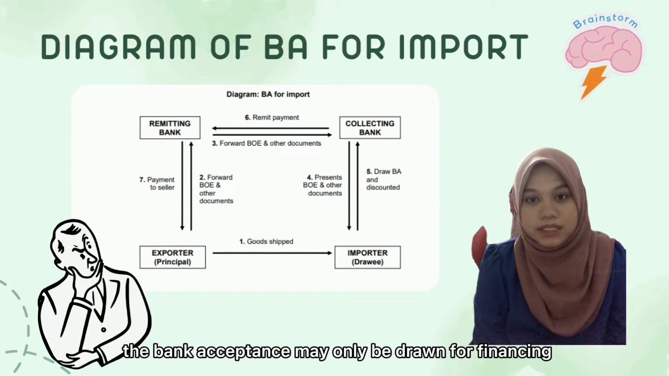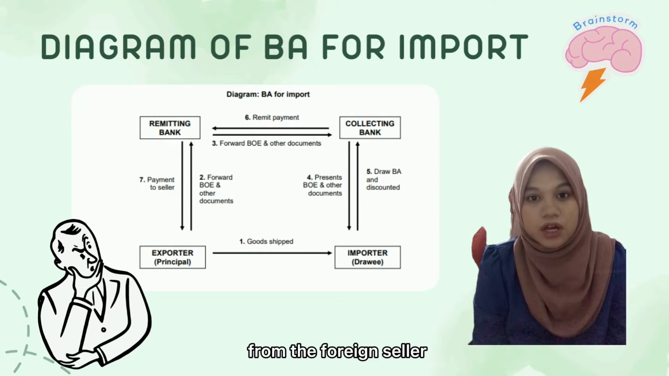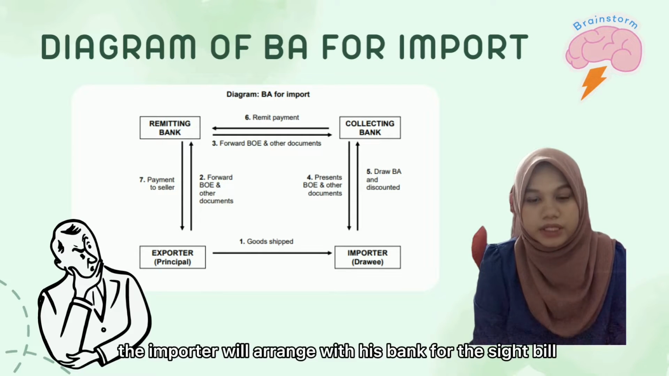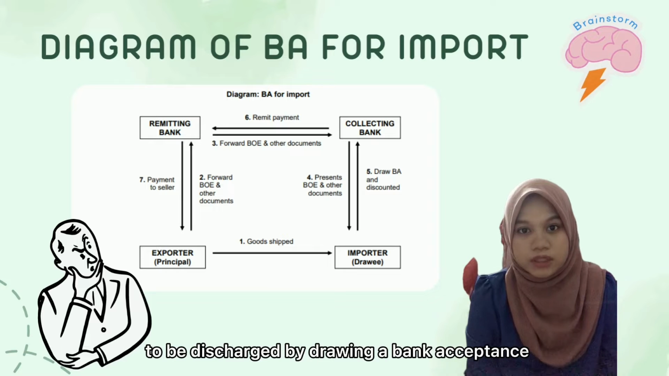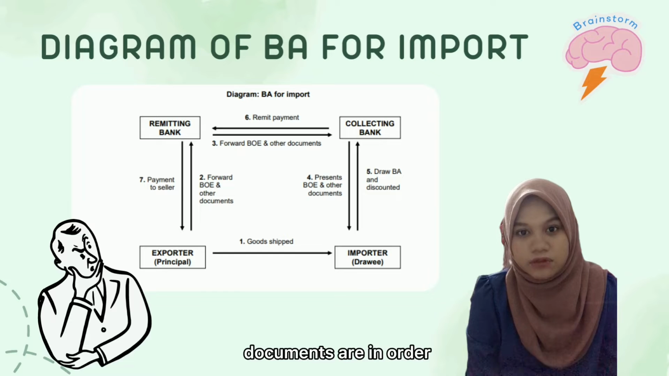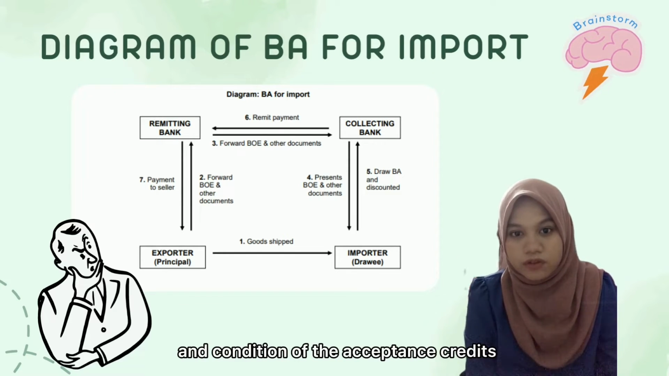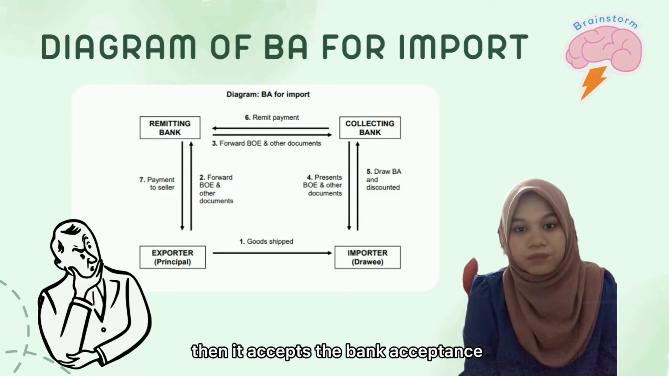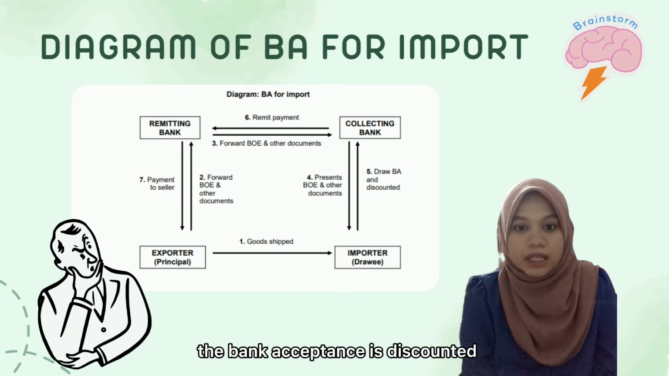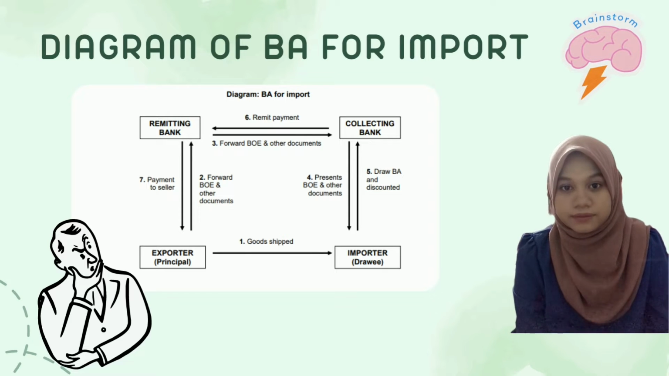For imports, the bank acceptance may only be drawn for financing where a sight bill of exchange is received from the foreign seller. When the importer doesn't have the money to pay the sight bill, the importer will arrange with his bank for the sight bill to be discharged by drawing a bank acceptance on the bank. If the bank is satisfied that the documents are in order and the BA complies with the terms and conditions of the acceptance credits, then it accepts the bank acceptance. After acceptance by the bank, the acceptance is discounted and the proceeds are used to discharge the sight bill.